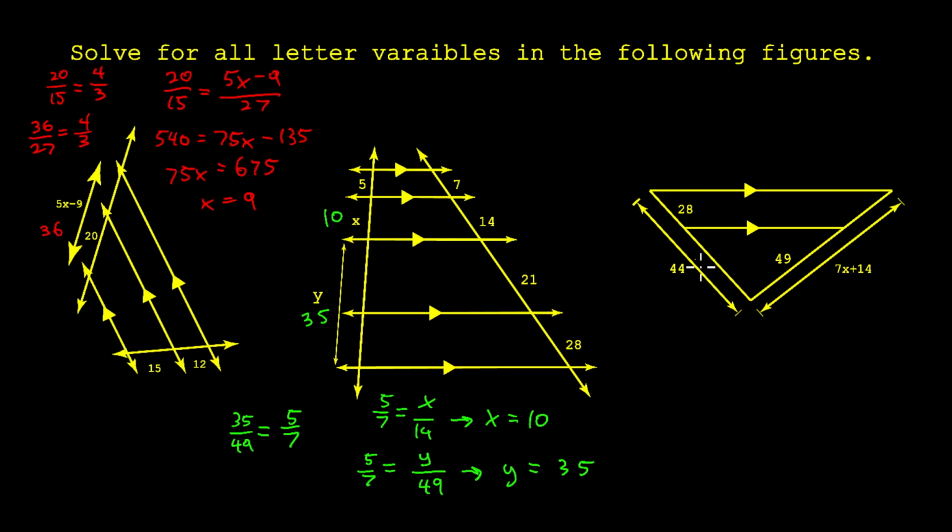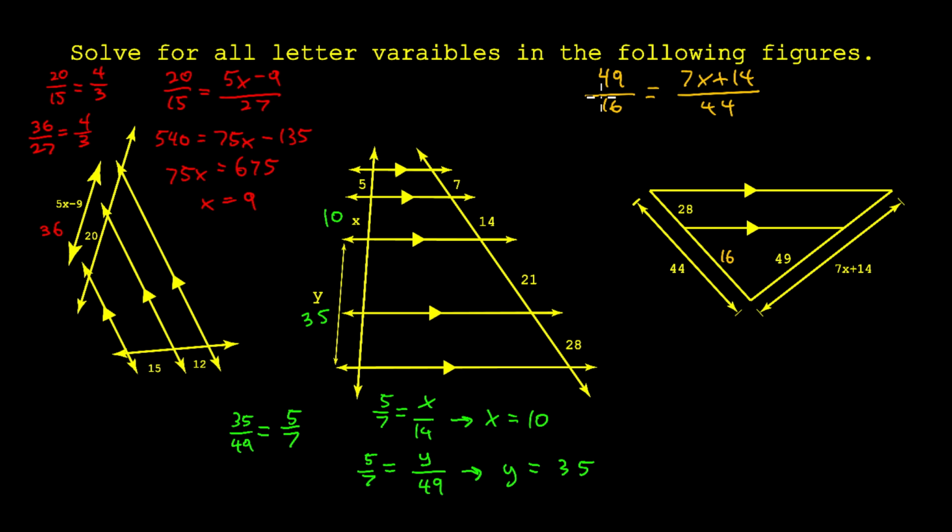So now we come over here to this figure, and you'll notice there's nothing across from the 28. There's nothing across from the 49. And these two longer segments have a variable in one of them. However, what we do have is 44 and 28. And then 44 minus 28 is 16. So now we have 16 over 49 here. So now we can write our equation. 49 over 16 equals 7x plus 14 over 44.